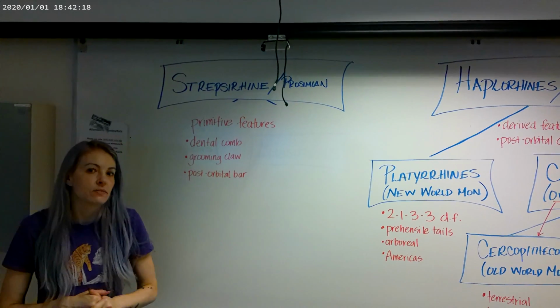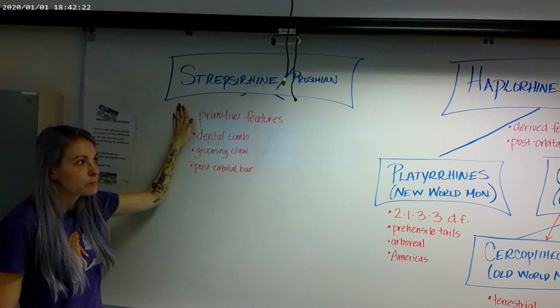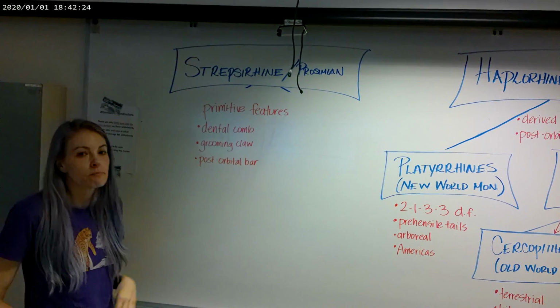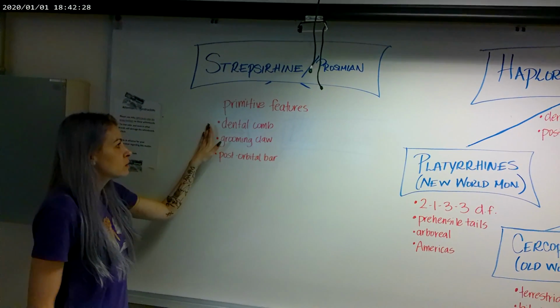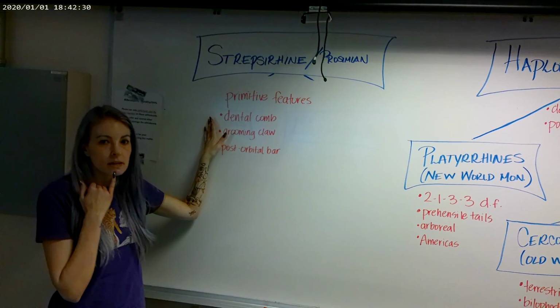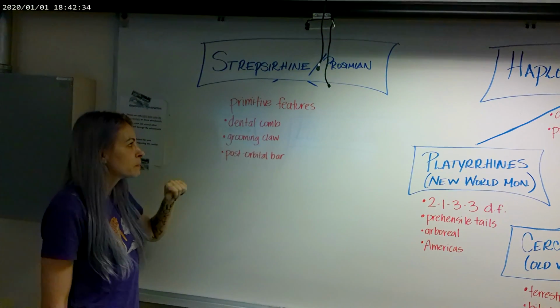Through our primate classification chart, we're going to start on this side with the strepsirrhine prosimians. These are going to have more primitive features that resemble the ancestral form. This includes a dental comb where the incisors of the mandible, the lower jaw, stick straight forward for grooming.